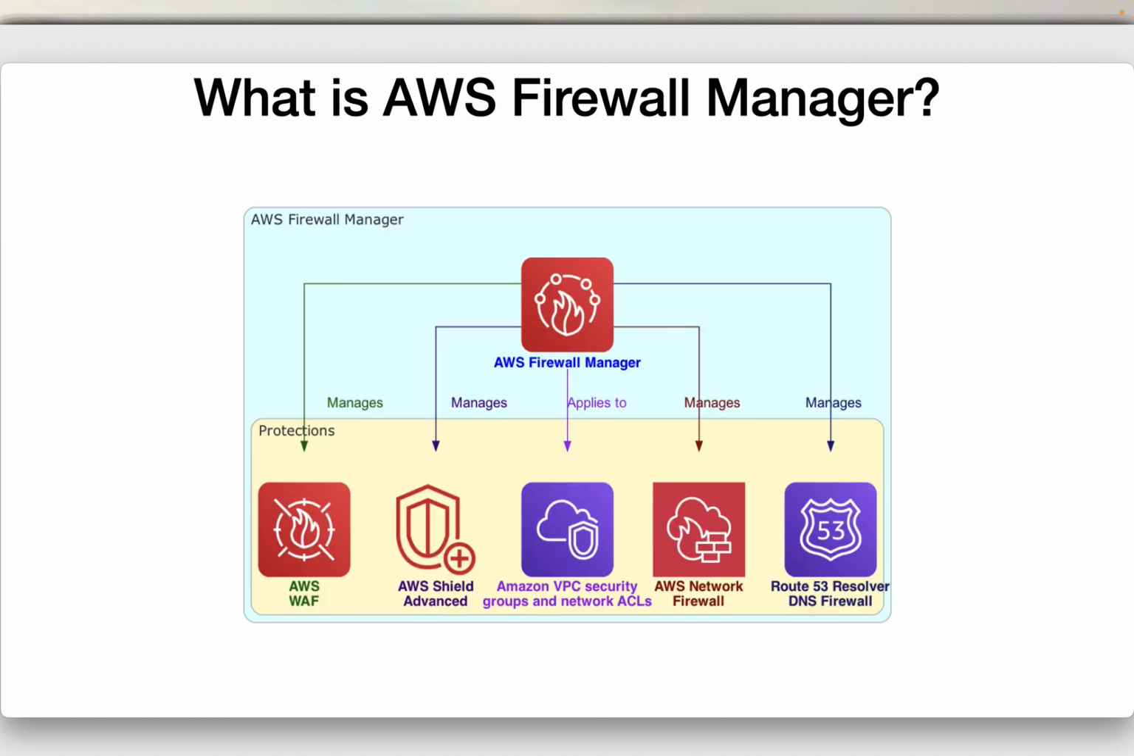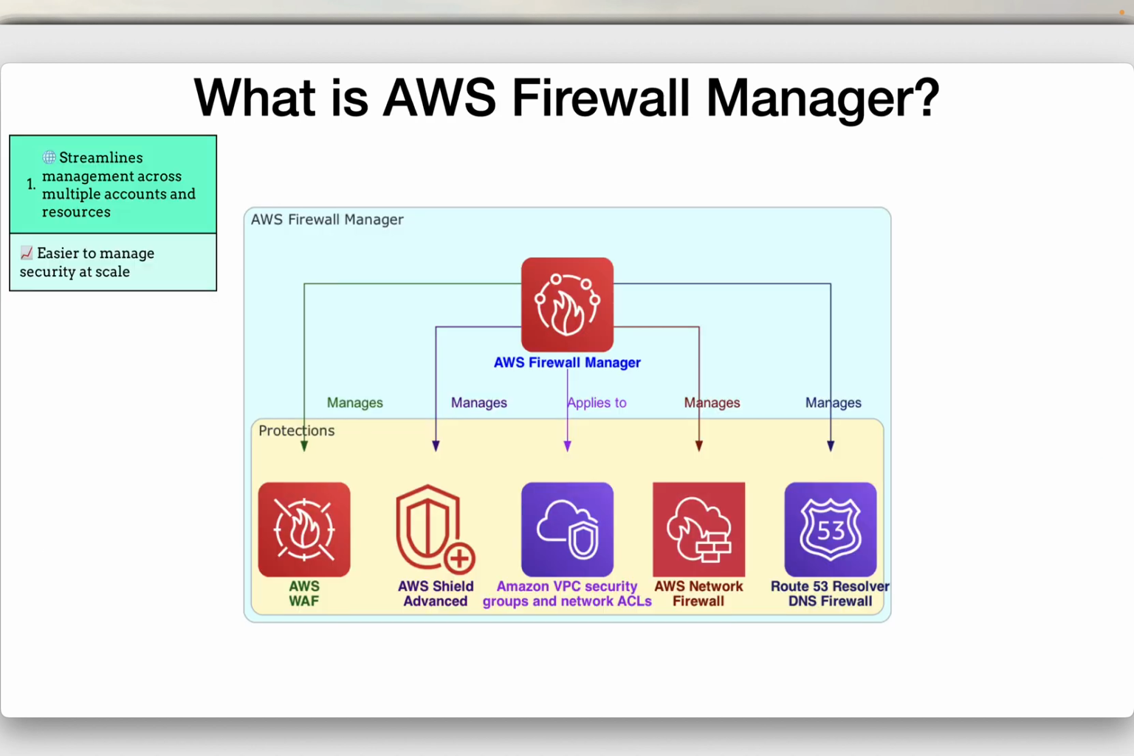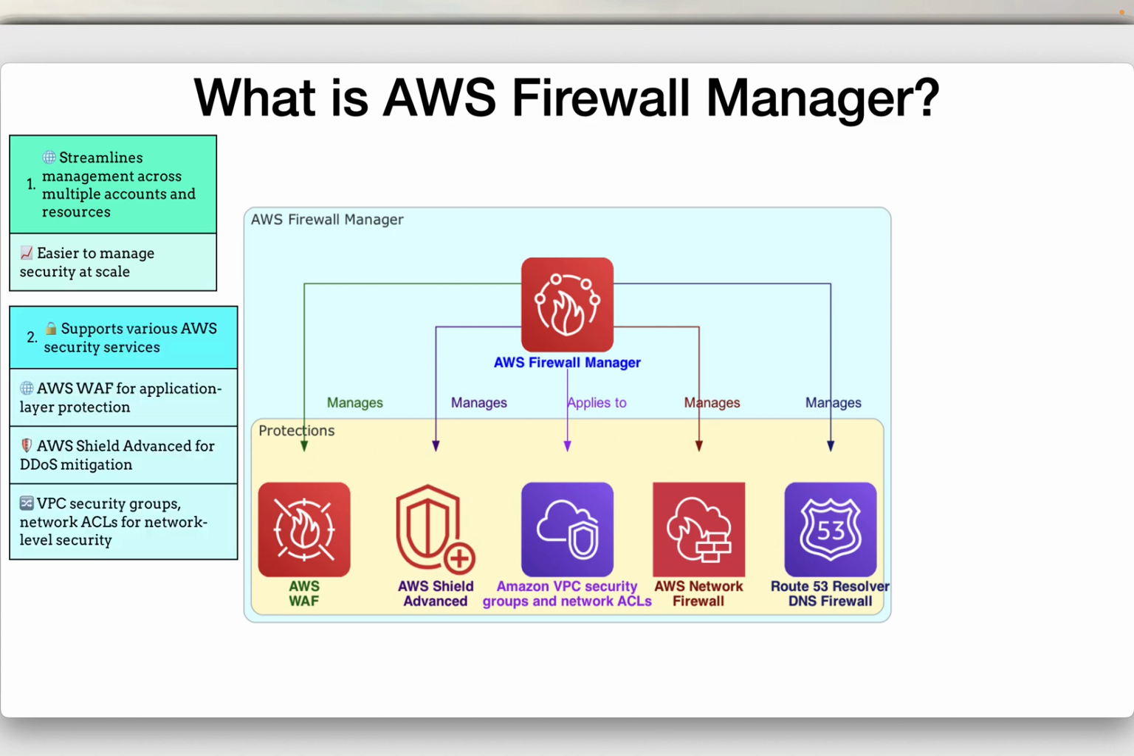So what is AWS Firewall Manager? AWS Firewall Manager simplifies administration and maintenance tasks across multiple AWS accounts and resources, making it easier to manage security at scale. Firewall Manager works with a variety of AWS security services, including AWS Web Application Firewall for application layer protection, AWS Shield Advanced for DDoS mitigation, and Amazon VPC security groups and network ACLs for network level security.